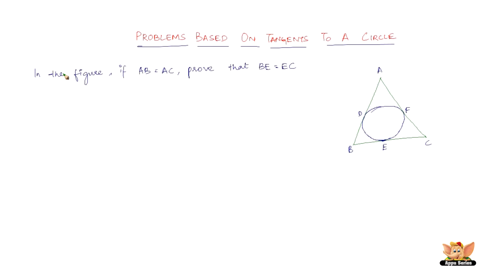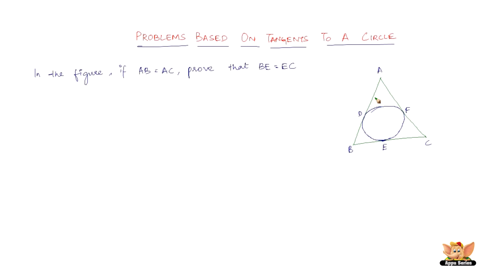Before we start this problem, we need to remember all the properties that we've done till now, the properties based on tangents to a circle. One of the properties which is going to be helpful in solving this problem is that tangents from an external point to a circle are equal in length. We've got a lot of tangents as far as this diagram is concerned.